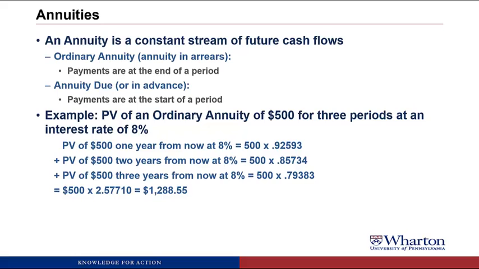gives you the present value of the annuity of 1288.55. So the nice thing about annuities is if it is the constant payment, we don't have to do 3 separate present value calculations for each of the 3 payments. Instead, we're going to have a table that'll give us one factor that will allow us to do one calculation to figure out what's the present value of getting that annuity of $500 at the end of each of the next three periods.